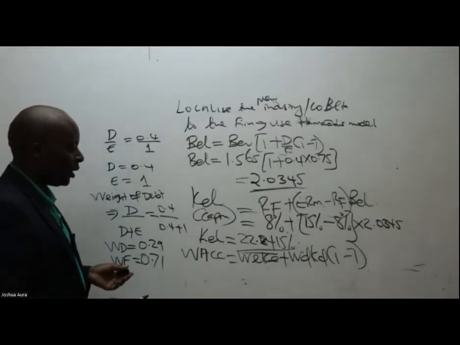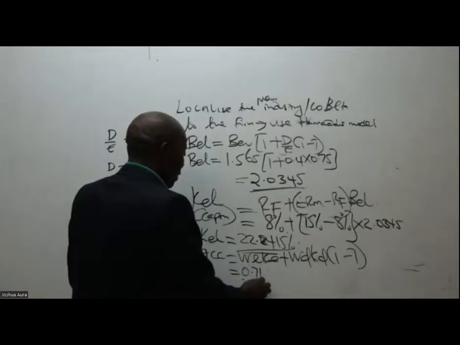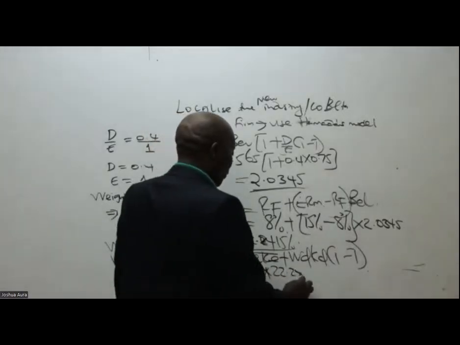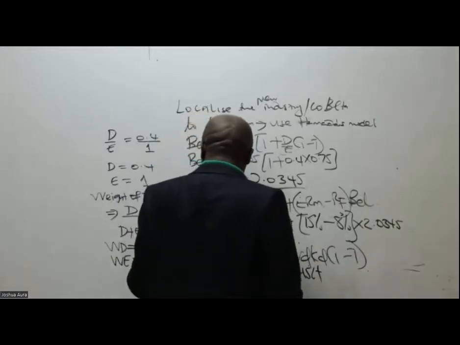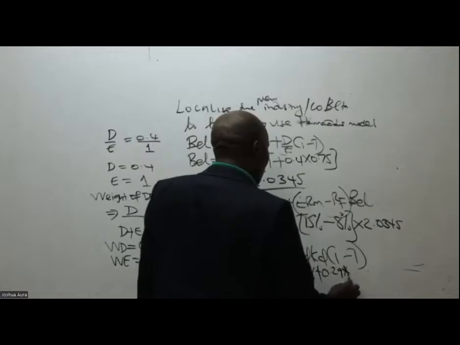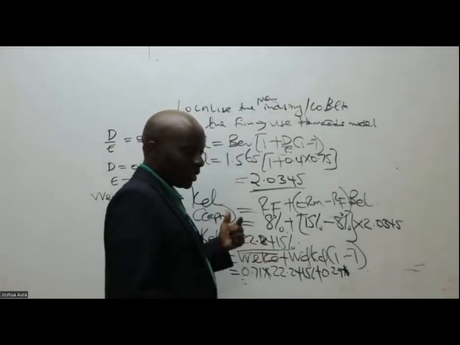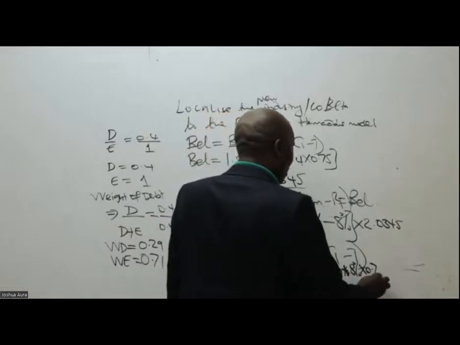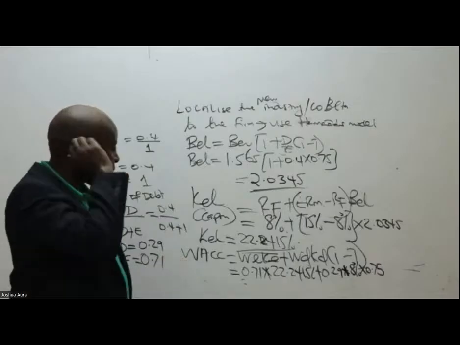So now we have everything to plug in here. Our WACC will be equal to weight of equity, which is 0.71, times cost of equity, which you had given me, 22.2415%, plus weight of debt, which is 0.29, times cost of debt. Not unless you're told otherwise, cost of debt is normally risk-free because debt is secured. You must give a bank security. So cost of debt is 8%. Multiply this by 0.75.